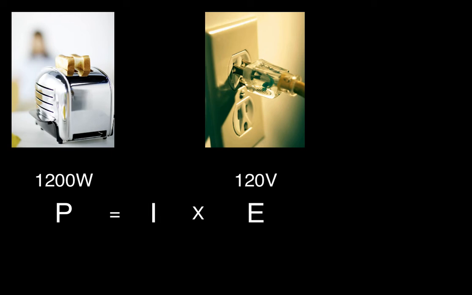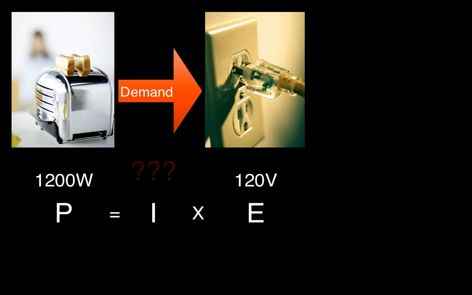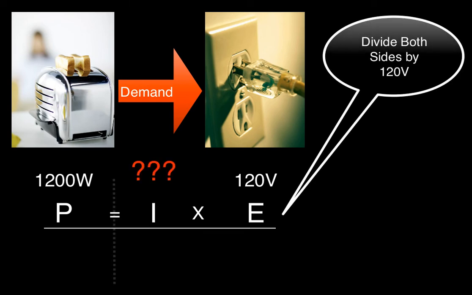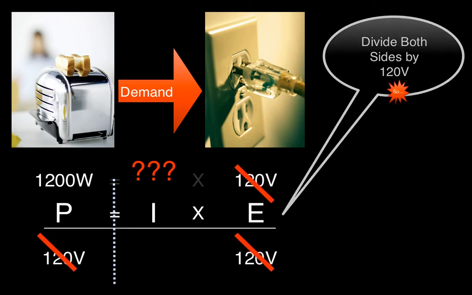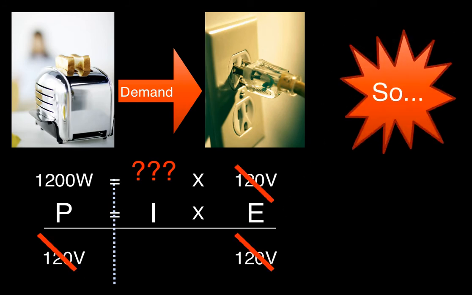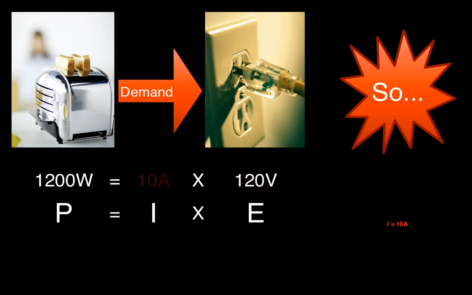When you use the toaster, it's going to draw or demand 10 amps of current to flow. We're trying to find the value of I, so we use algebra and divide both sides of the equation by 120 volts. And we find that I is equal to 10 amps of electrical current. In other words, your 1200 watt toaster plugged into a standard 120 volt electrical outlet will draw or demand 10 amps of current to flow.